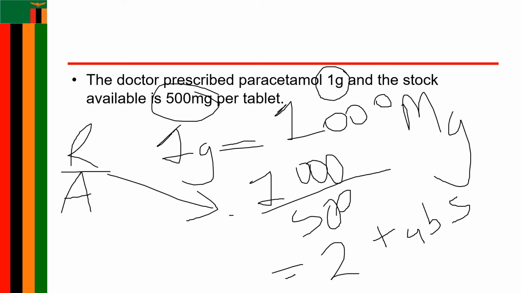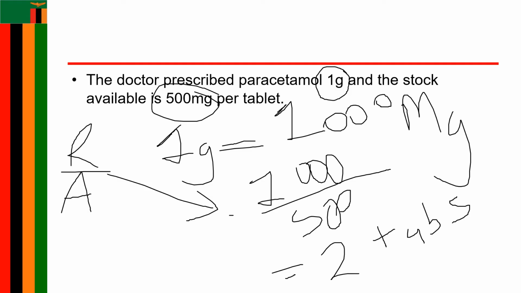1 gram equals 1000 milligrams, so you write 1000 milligrams as the required dose, then the available stock, that's 500 milligrams. Hence when you divide, you're going to have 2 tabs. Supposing the doctor prescribed 1.5 grams, you convert that to milligrams, which gives you 1500 milligrams. Then you divide 1500 milligrams by 500 milligrams, which is the available stock, and that gives you 2 tabs.